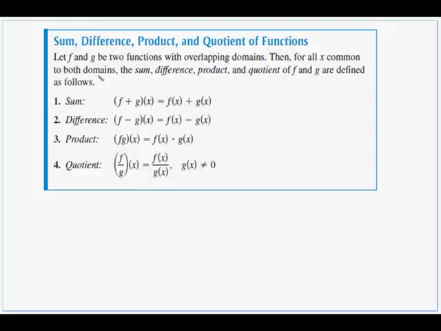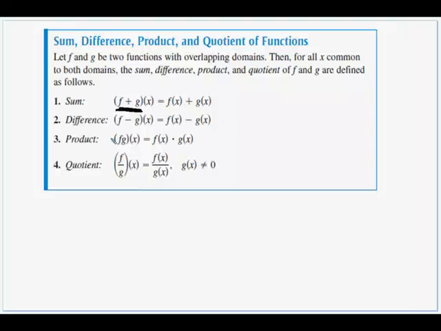Let f and g be two functions with overlapping domains. Then for all x common to both domains, the sum, difference, product, and quotient of the two functions are defined as follows. If we have the sum of two functions of x, it's just f of x plus g of x. Or the difference, f minus g of x is f of x minus g of x.